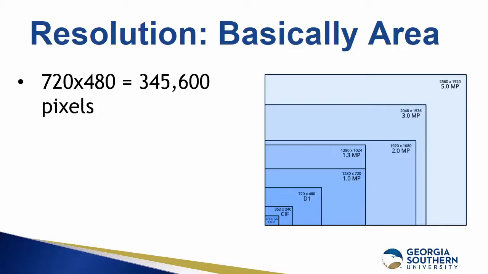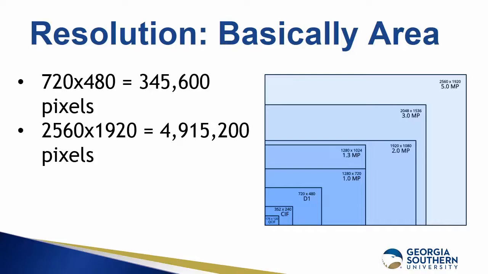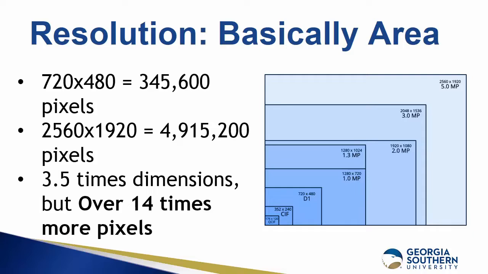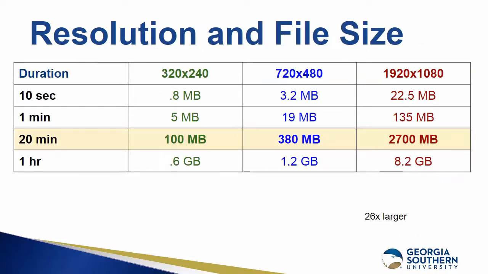So if it's 20 frames per second, it's that many pictures per second and that many seconds per minute, and so on and so forth. If you jump up to 2560 by 1920, which is what a lot of our iPhones and decent cameras on our phones will do, you're jumping to 4,915,200 pixels. That is 3.5 times the dimensions, but it translates to over 14 times more pixels. So you can see where the file size would just get huge as you get larger, because it's an area. It becomes exponential in its growth. So resolution is a huge factor.